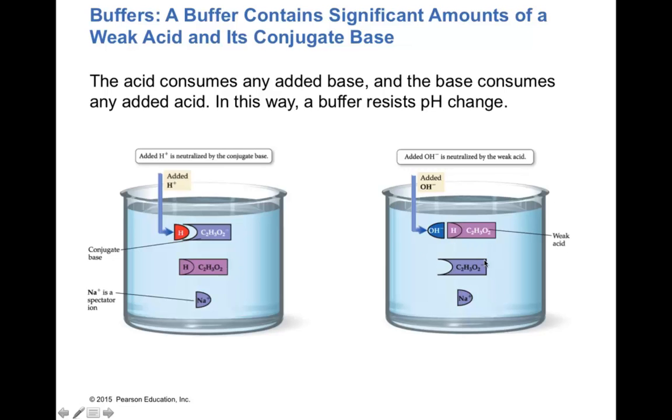Which of them is going to react? It is going to depend on what you're adding to the solution. Here you're adding an acid, so it's going to react with the part of the buffer that is the base, that is the acetate, the conjugate base. When you add a base to the solution, where you have a weak acid and a base, this base is not going to react with another base. The base is going to react with the weak acid, that is the acetic acid. And by doing this, you're going to resist the drastic change of pH that could result if you did not have this buffer in the system.